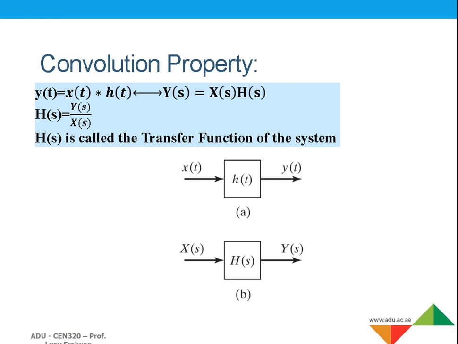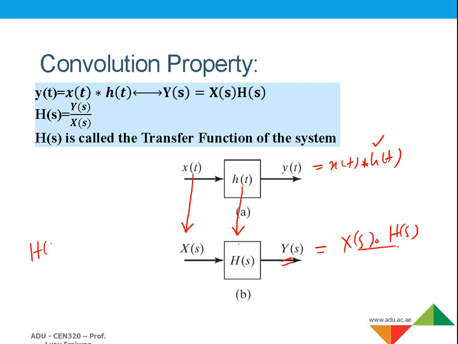Convolution property: as in the Fourier transform, if two signals are convolved in the time domain, in the frequency domain they will be multiplied. The same here: if the impulse response has Laplace transform H of s, and x of t has Laplace transform X of s, then Y of s will be X of s times H of s. Convolution in the time domain is equal to multiplication in the frequency domain.